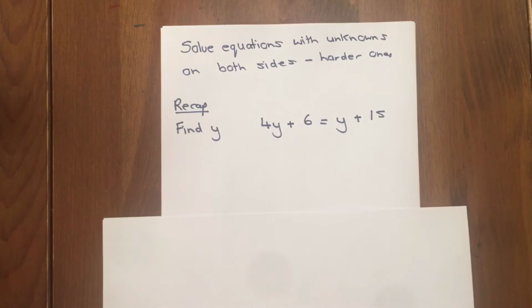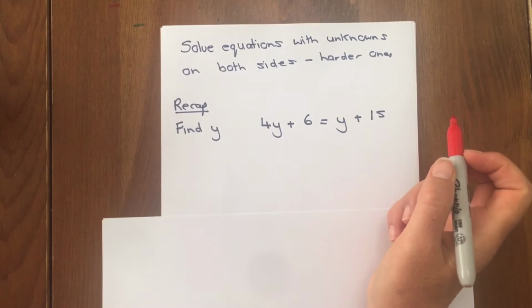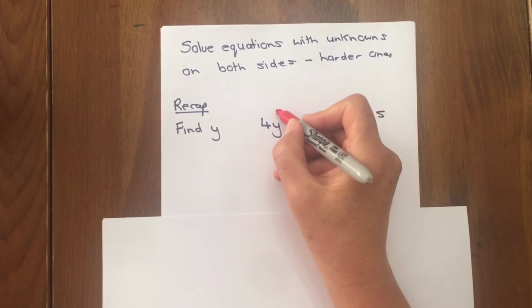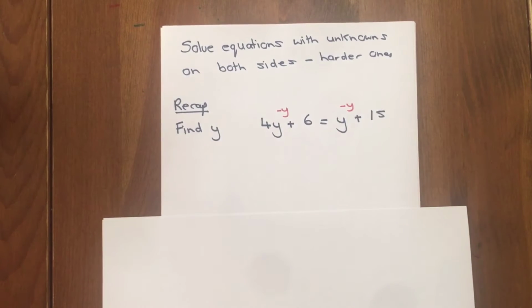Okay, just to first of all a recap of what you did last lesson on solving equations. So, if you had this, remember we've got like a balance and we want to take away y's from both sides. So I'm going to take away y from here and take away y from here.